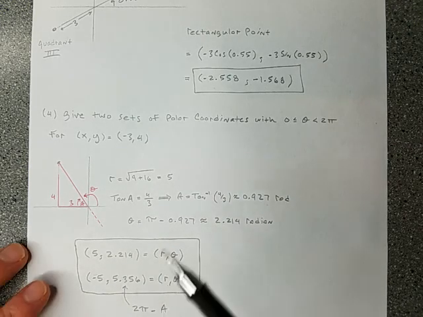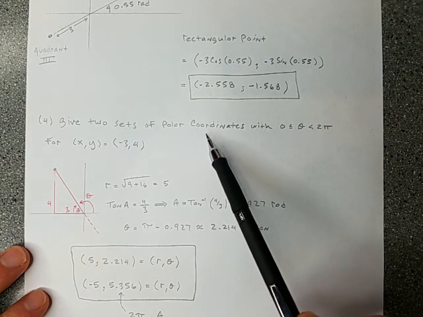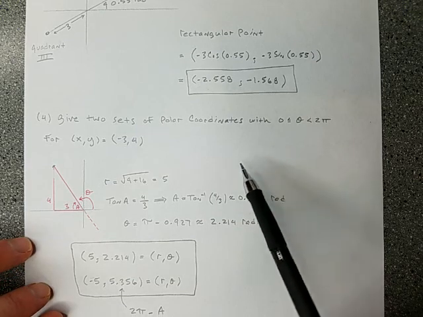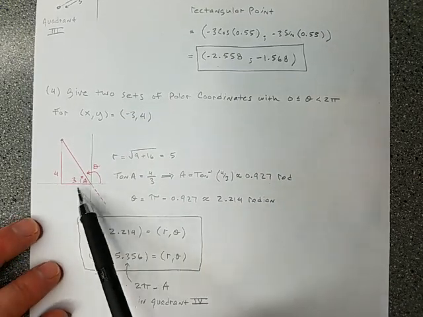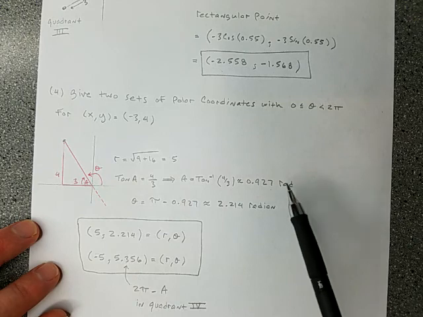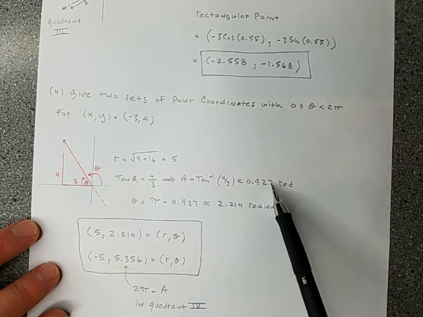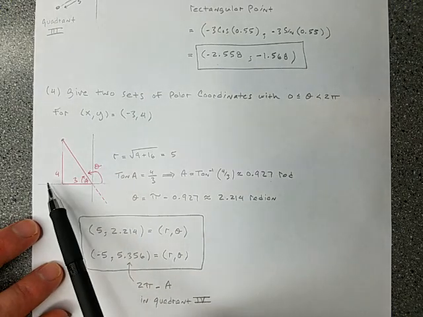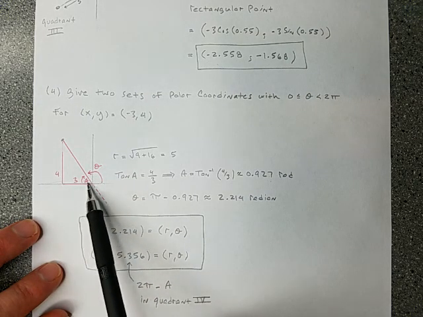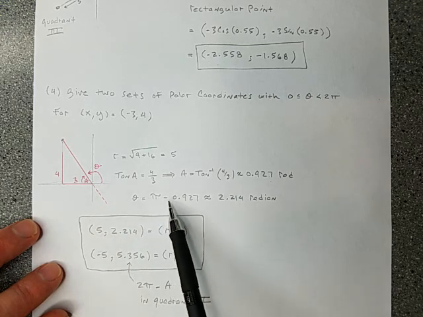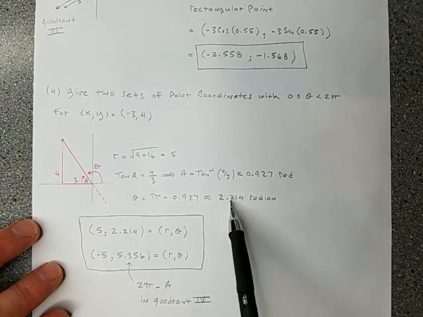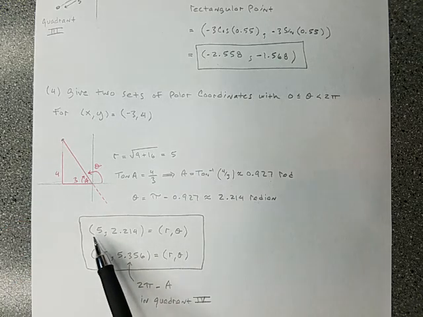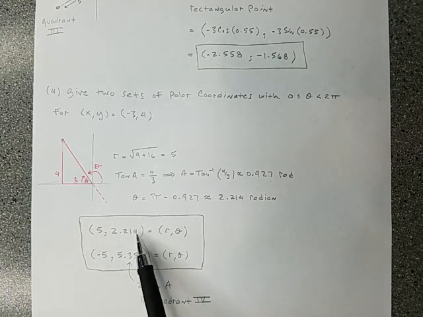Now, it's said to give 2 sets of polar coordinates, with theta being between 0 and 2 pi. So we could do like this. We could say, look, if that angle in this triangle is about 0.927 radians, this angular coordinate for the polar coordinates is going to be pi minus angle A. Pi minus 0.927. That's about 2.214 radians. Okay. So one answer, r 5, theta 2.214 radians.